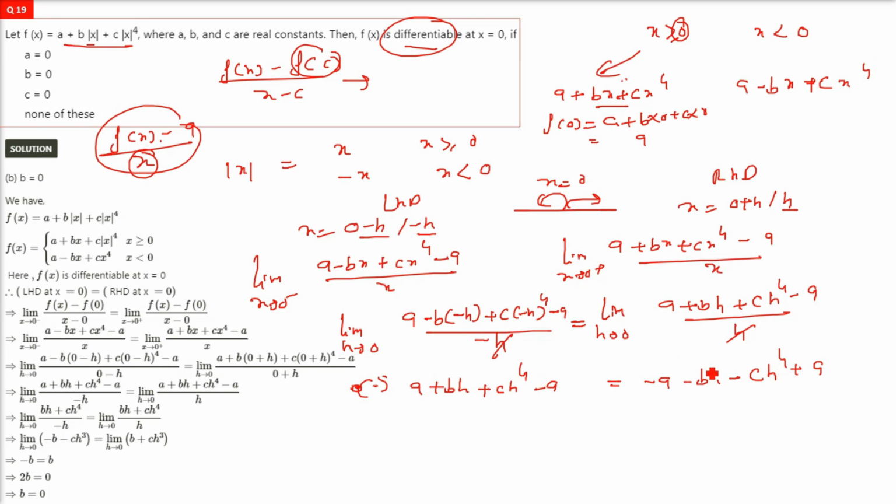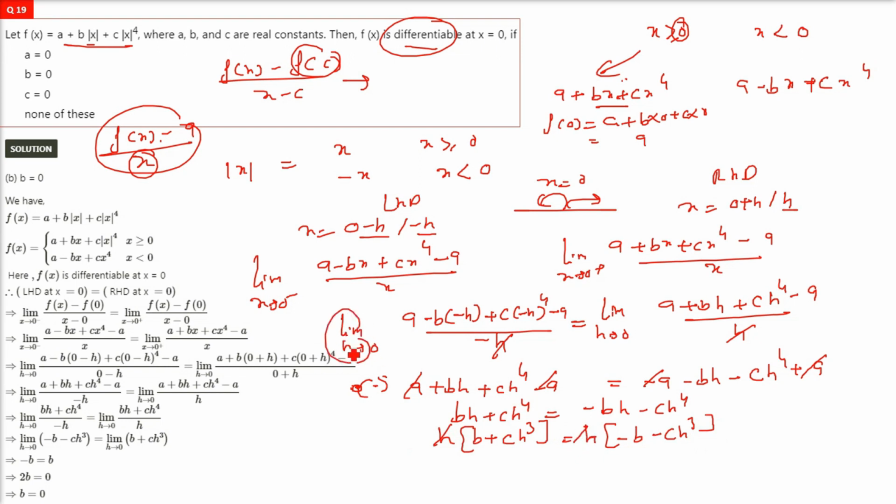So now apply the limit, x tends to 0. I'm not writing it, but you are applying the limit now. So this minus a plus a gets cancelled. Now bh plus ch to the power 4 equals minus bh minus ch to the power 4. You can take h common, you get b plus ch cube. Then on the right you can take h common, so you have minus b and minus ch cube. This h gets cancelled.